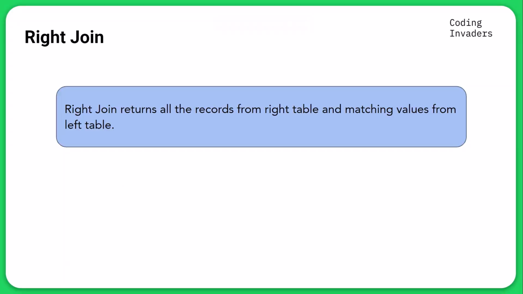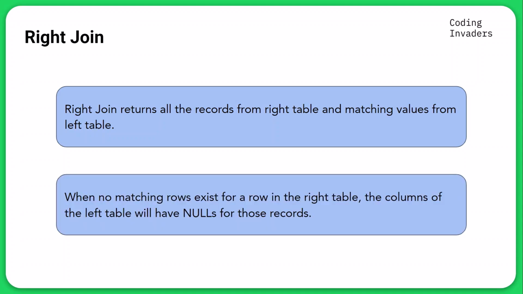Great. So to sum up, right join returns all the records from the right table and matching values from the left table. Also, when no matching rows exist for a row in the right table, the columns of the left table will have nulls for all those records.